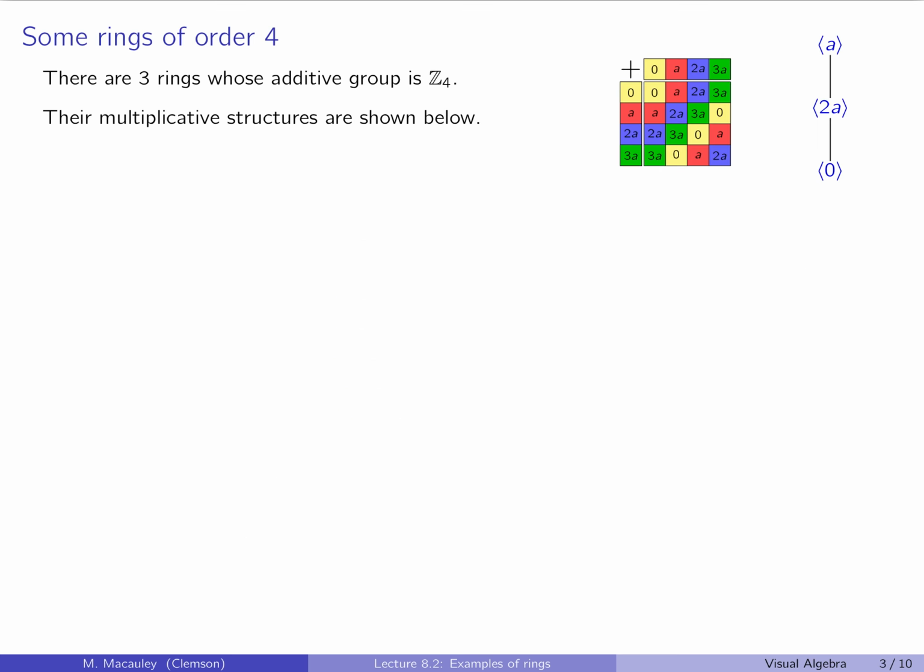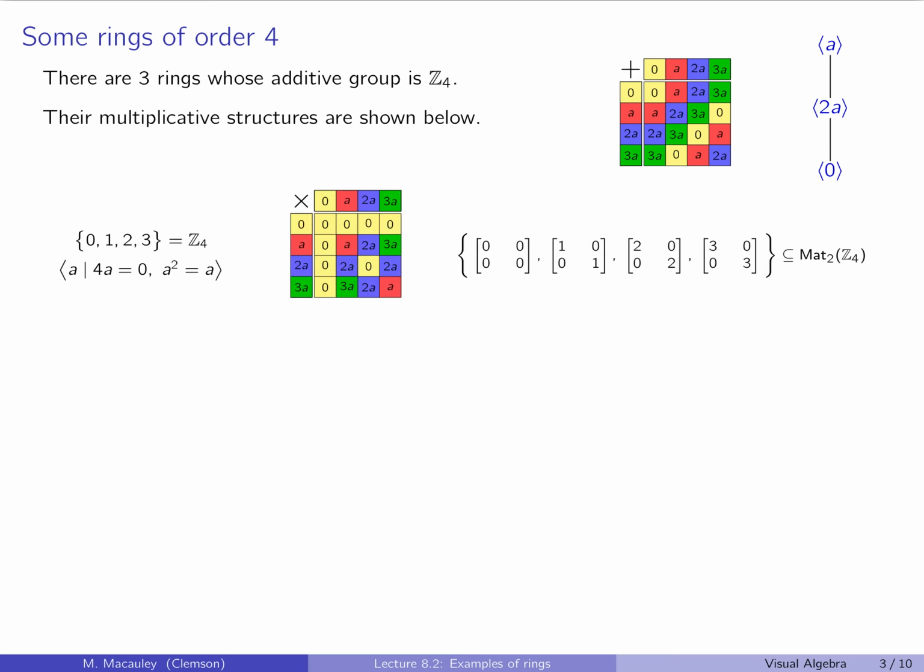Now let's move on to exploring the rings of order 4. 3 of them have an additive group which is cyclic, Z4. So here is the Cayley table of such a ring, and here is the subring lattice, as we will see. The first one is just plain old Z4. So Z4 under multiplication, you can think of a as being 1. So 1 times 1 is 1. 2 times 2 is 4, which is 0. 3 times 2 is 6, which is 2.